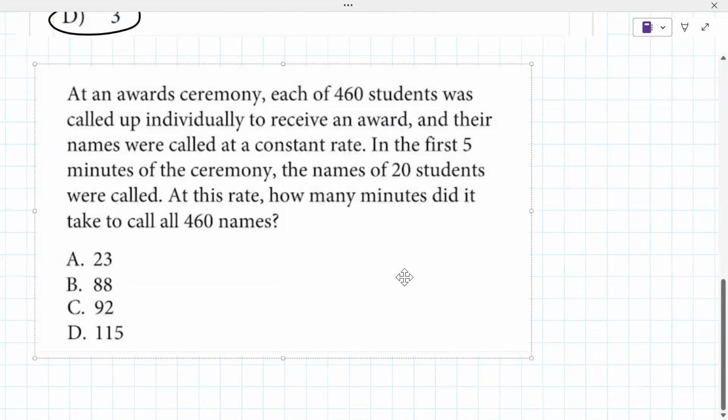At an award ceremony, each of 460 students was called up individually to receive an award, and their names were called at a constant rate. In the first 5 minutes of the ceremony, the names of 20 students were called. At this rate, how many minutes did it take to call all 460 names?